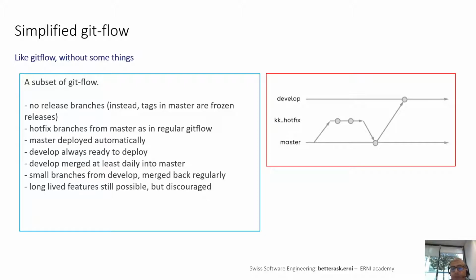Okay. So we have this picture here. You have master here. You have develop. You have a hotfix here from master, and then you have to integrate this change into develop. I didn't find another picture, but you can also have features from develop. They will come from here, and they will come back into develop, and then they will have to go back into master. But you don't have release branches here.